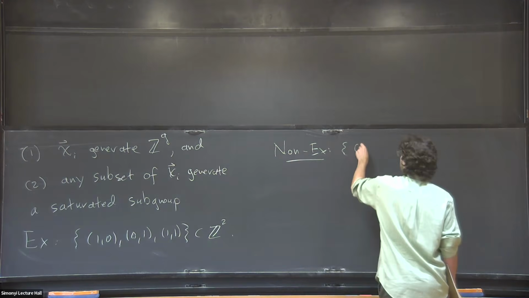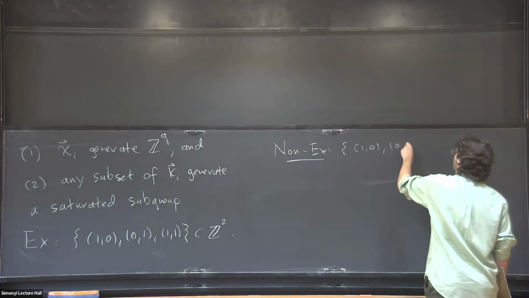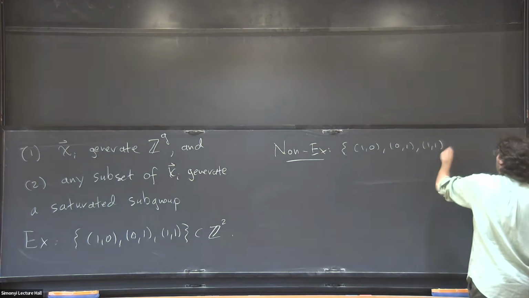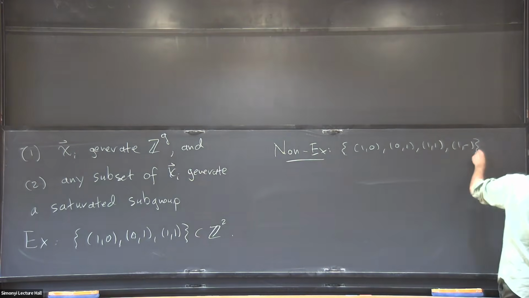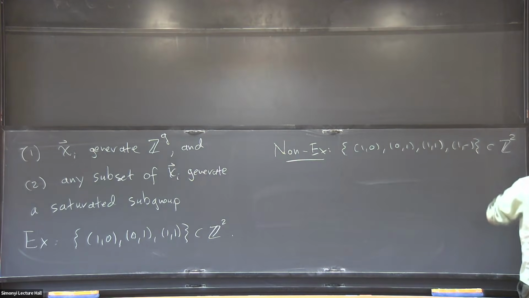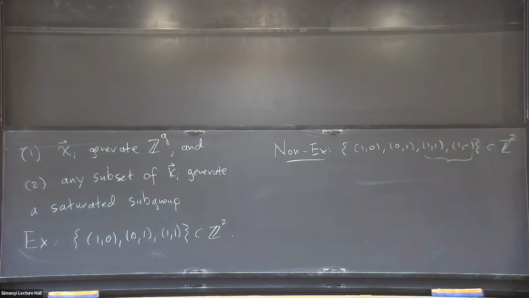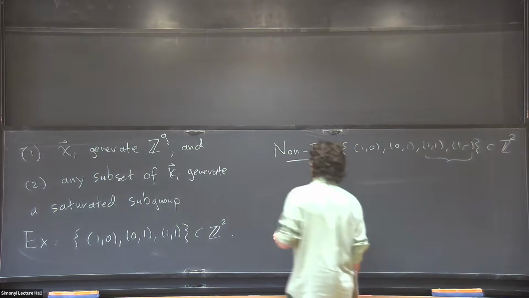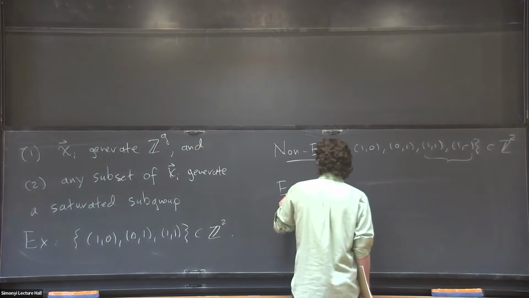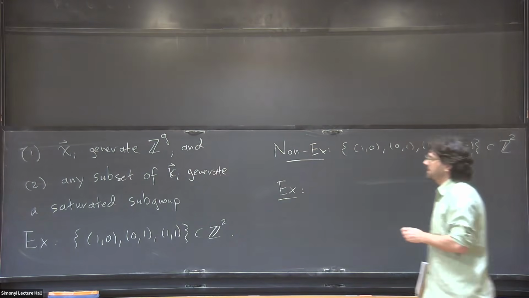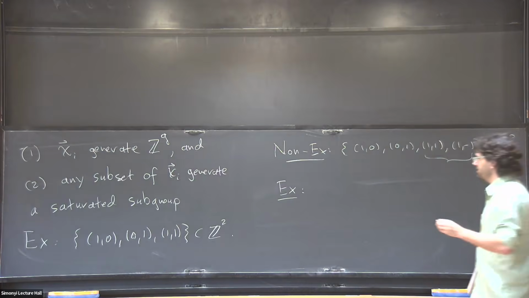If we throw into this the vector (1,-1), then we run into trouble. So most of the pairs are fine, but these two generate an index 2 sublattice of Z squared, which is then not saturated. Okay, so now I'll give a general class of examples that you can associate to a graph.